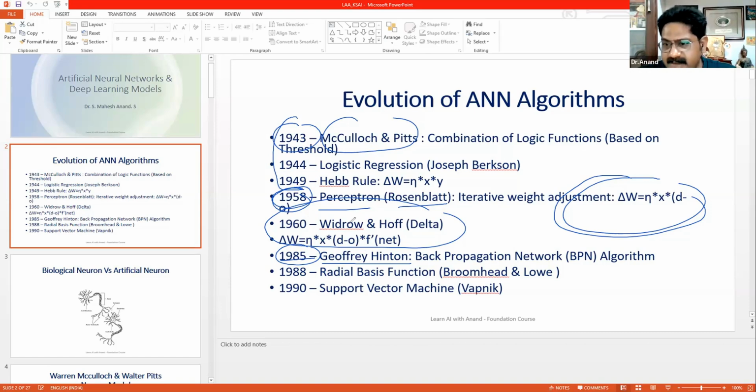Until then, around 1960, people were able to solve only linear problems, just like linear regressor and logistic regressor. Only after Geoffrey Hinton demonstrated that we can extend the same gradient descent logic with the hidden layer, people started solving nonlinear problems also, from 1985 onwards. It's popularly called the backpropagation learning.